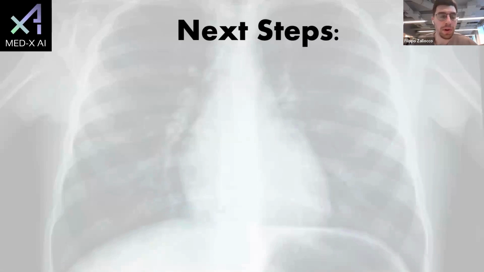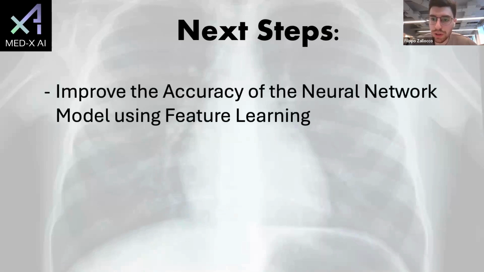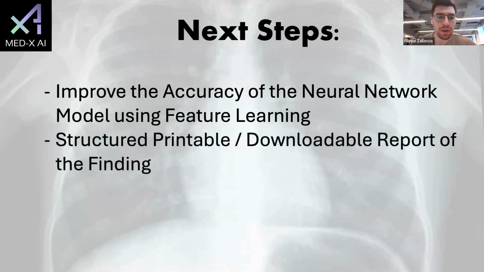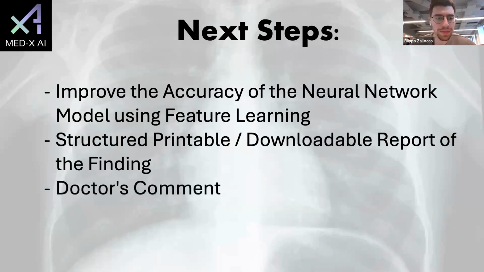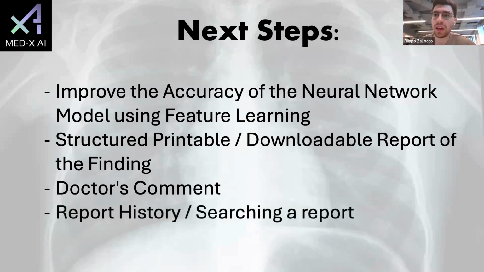The following next steps are the points of development of our team. We're going to improve the accuracy of the neural network model using feature learning. Next, we're going to use structured printable and downloadable report features that come with React. We're going to be able to display a doctor's comment on a page of the application. And last but not least, we're going to add a report history and a search report feature inside the application for better use of the application on the end of the end user.